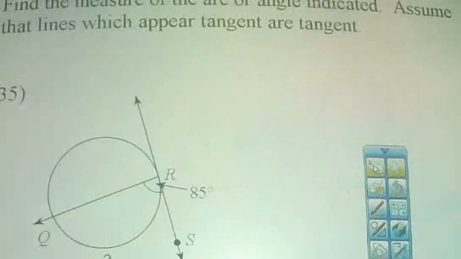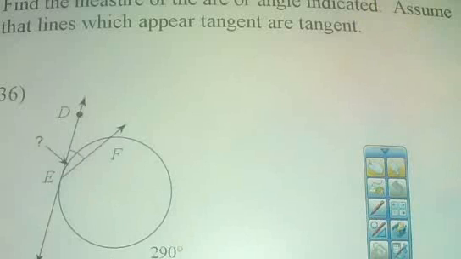I'm going to give you a couple examples to try on your own. All right, go ahead, pause it, and try on your own.